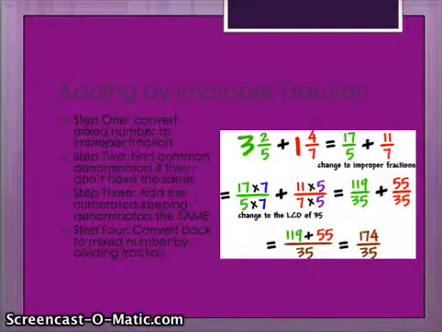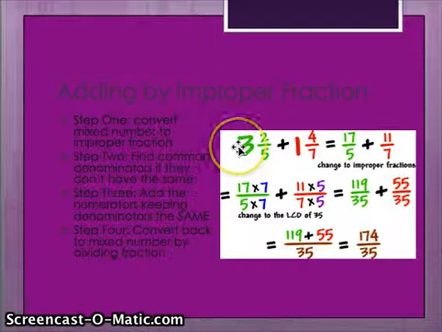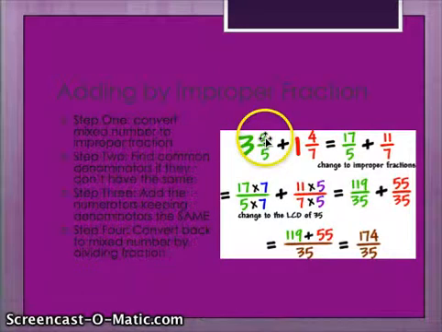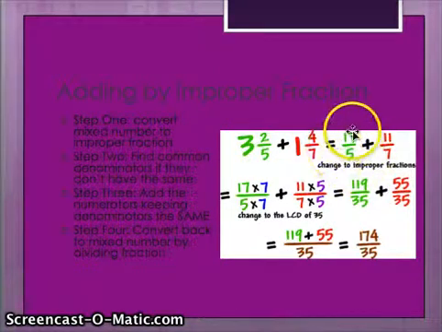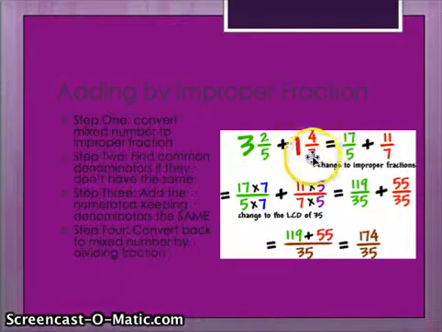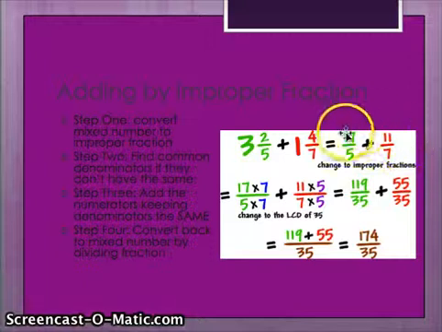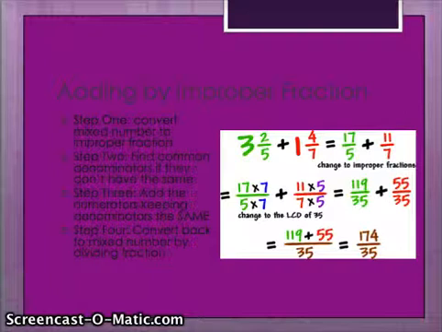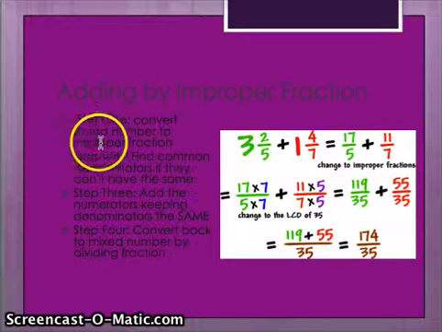So now we're going to be adding by improper fractions. Step 1 is to convert the mixed number to an improper fraction. So the first fractions we have are 3 2/5 and 1 4/7. In order to convert 3 2/5, you need to multiply the denominator by the whole number, which is 15, and then add the 2, just like your train, which is 17. So now we have a new fraction of 17/5. We do the same for 1 4/7. 7 times 1 plus 4, which is 11. So our new fractions that we're adding are 17/5 and 11/7. So now that we've changed to an improper fraction, we've completed step 1.